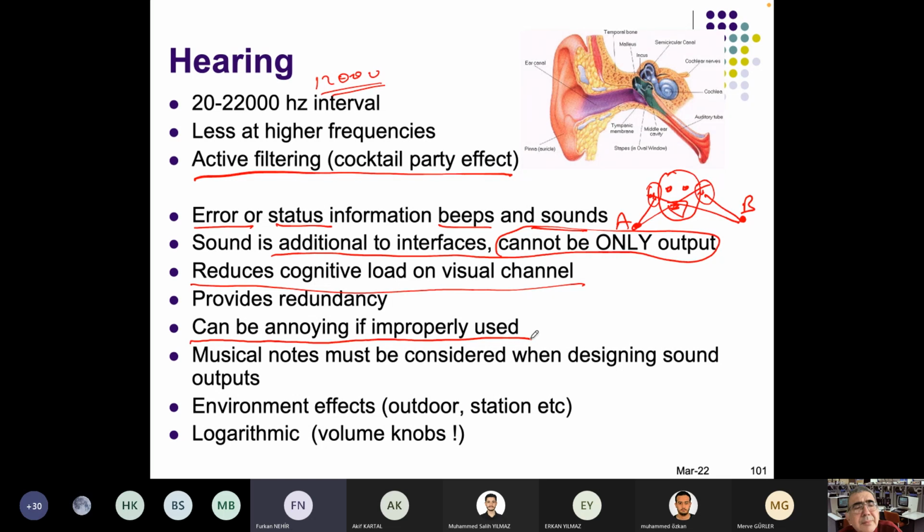So musical notes must be considered when designing sound for the output, such as positive trio sounds and negative trio sounds, harmonically good sounds and bad sounds. Those sound combinations should be carefully designed. And passing from the gate with the card reader. Okay, you are going to pass.